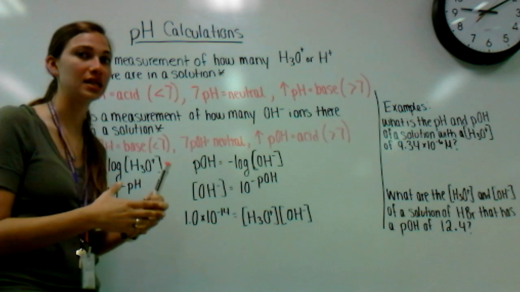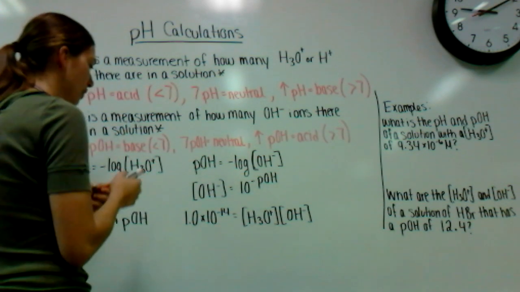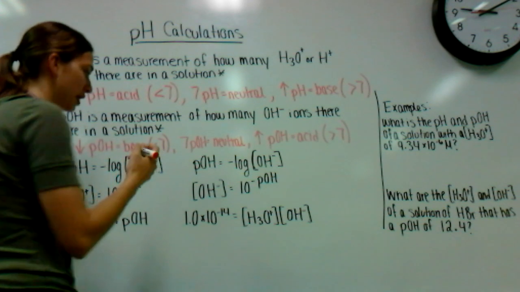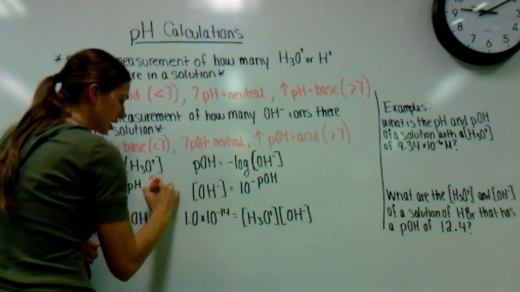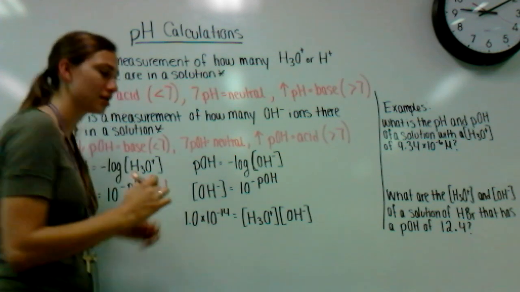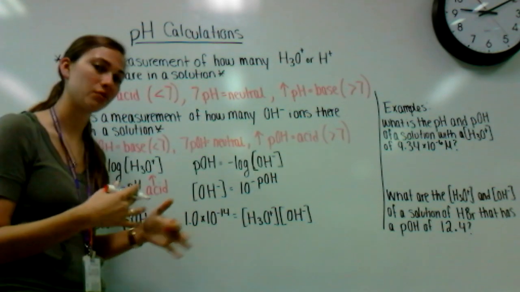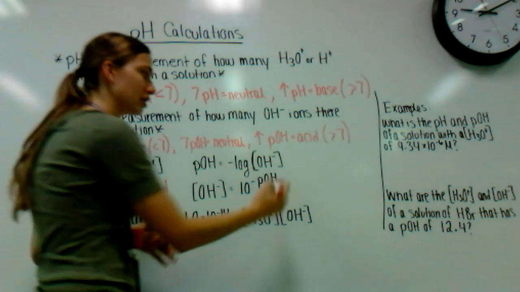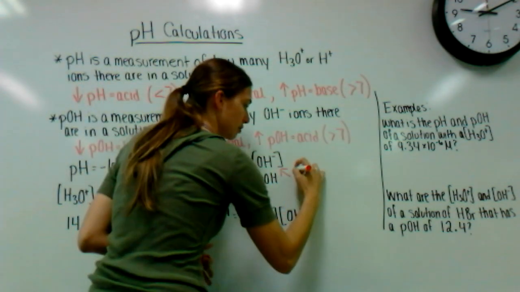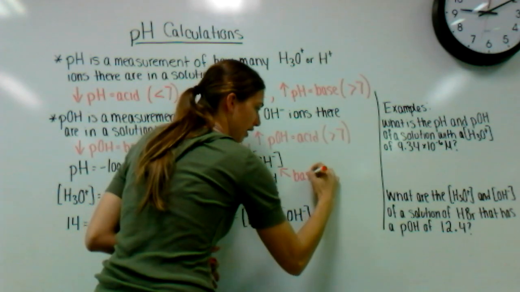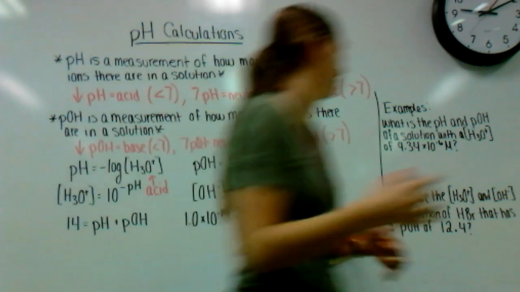They're not always going to give us hydronium and hydroxide. Sometimes instead they'll give us the name or formula of an acid or a base. If they give us the name or formula of an acid and they tell us the concentration, they're really saying that that concentration is hydronium. If they give us the name or formula of a base, then they're really saying that the concentration they're giving us is of hydroxide. Let's try a few example problems.